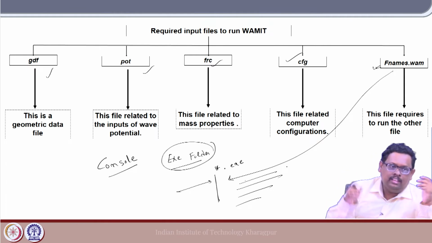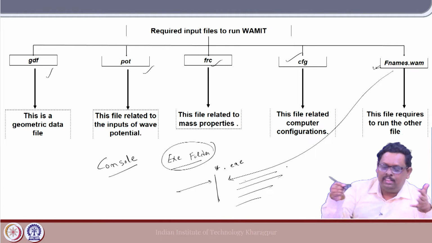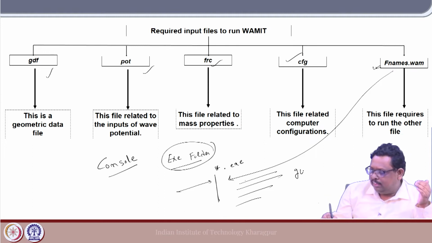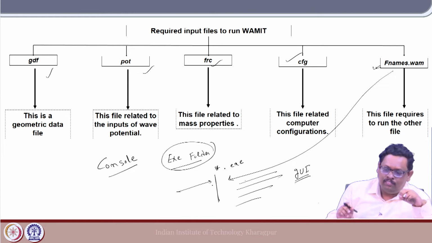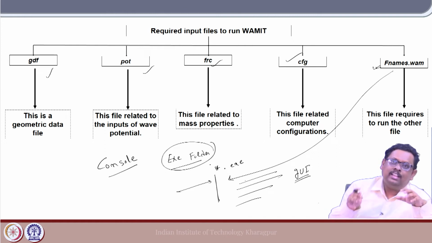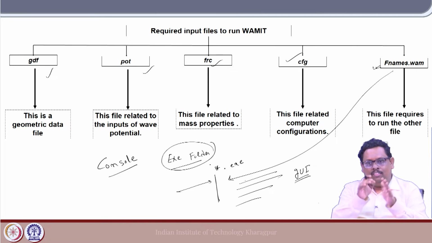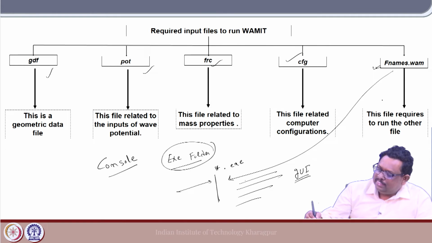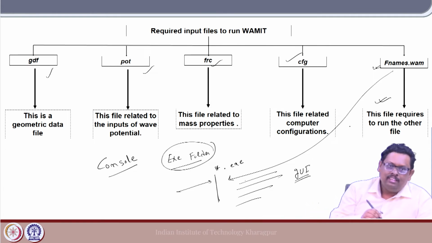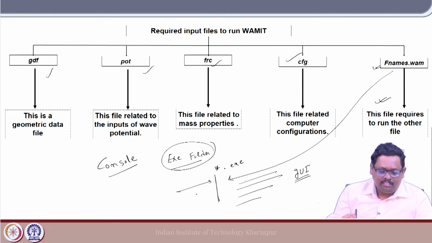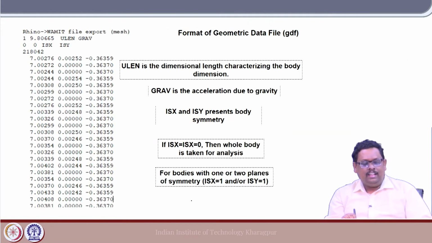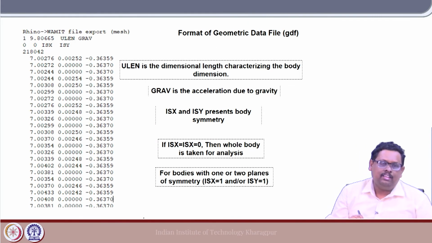Nowadays, we use a GUI, a graphical user interface. Using the GUI, we specify the location of all these files, right. But at that time it was not available. So, all these things were kept in the exe folder, right. So, this is very important. If you do not put this, then your WAMIT will not run. Okay. Now let us see how all the files look.